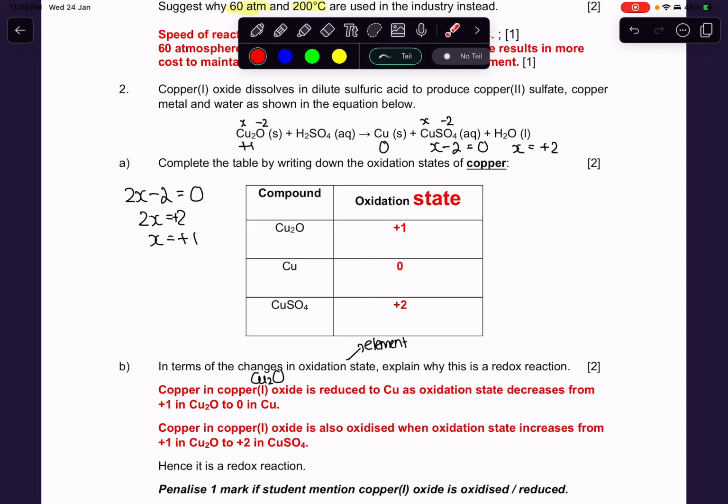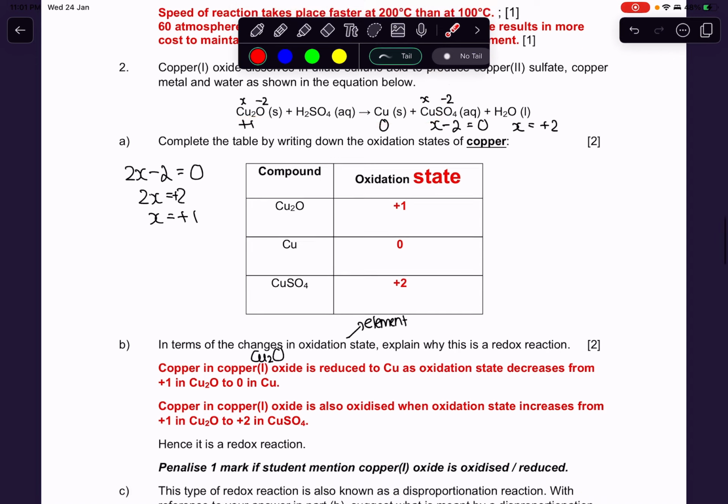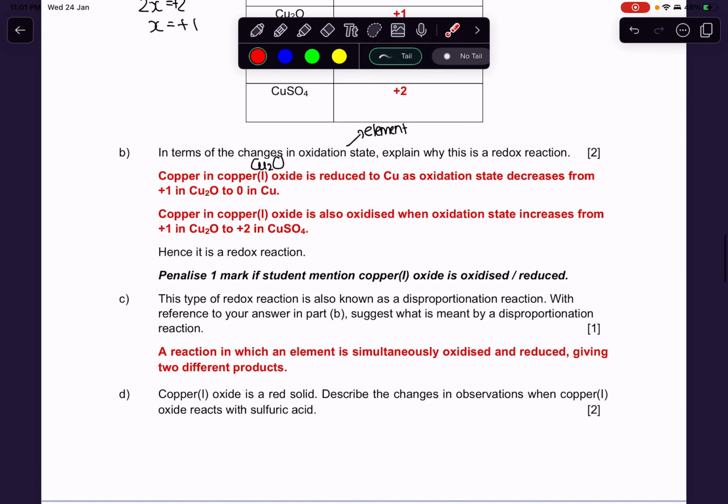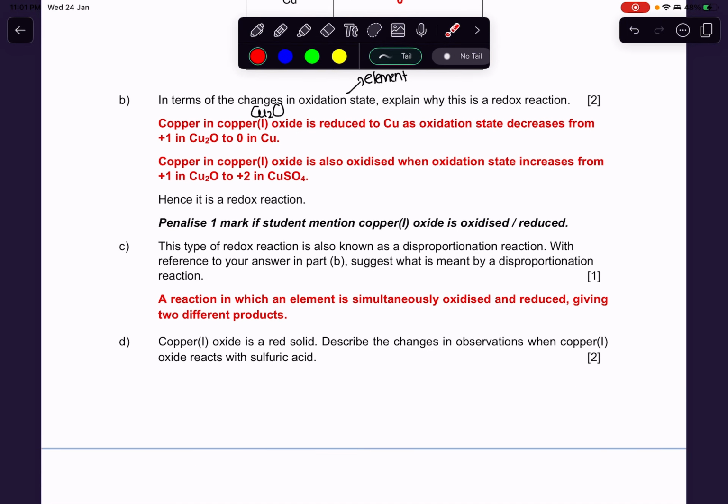But this is a special type of reaction. Notice that the same copper is being both oxidized and reduced to different products, which is your disproportionation reaction.